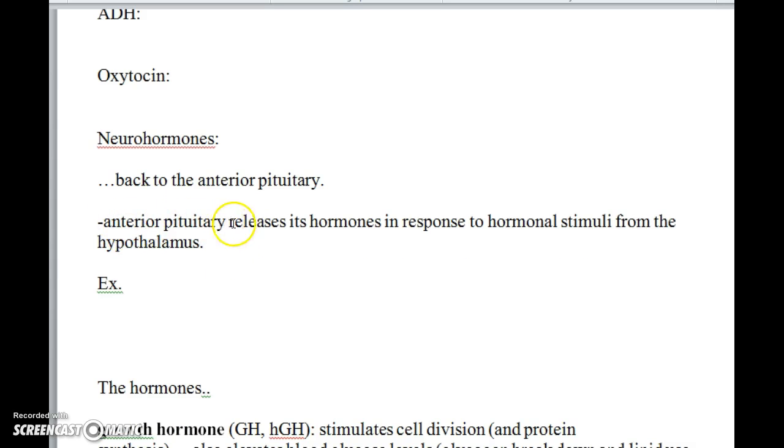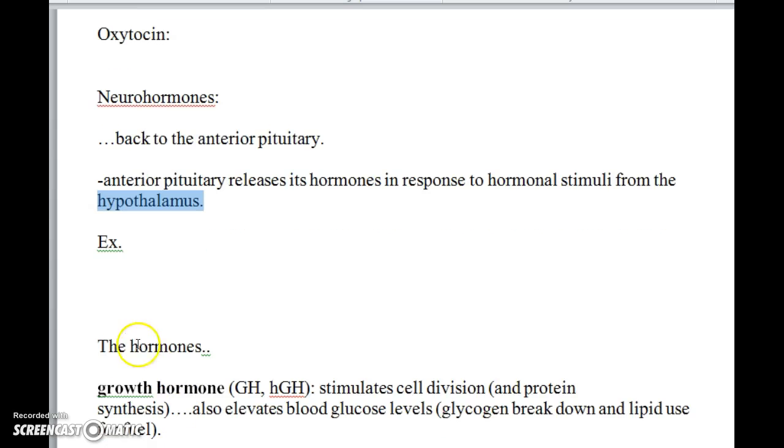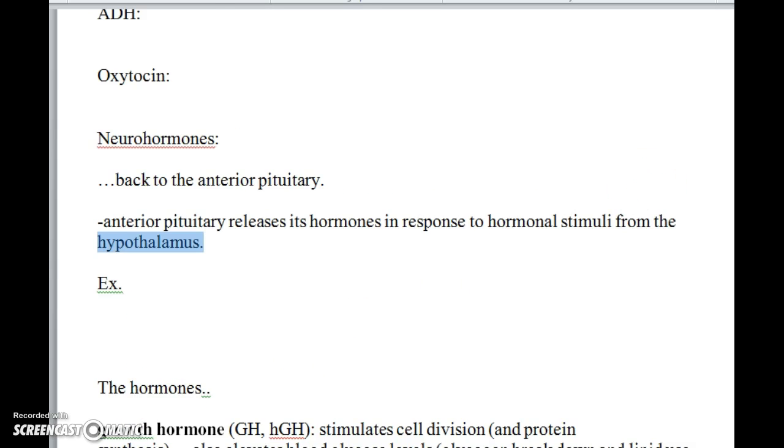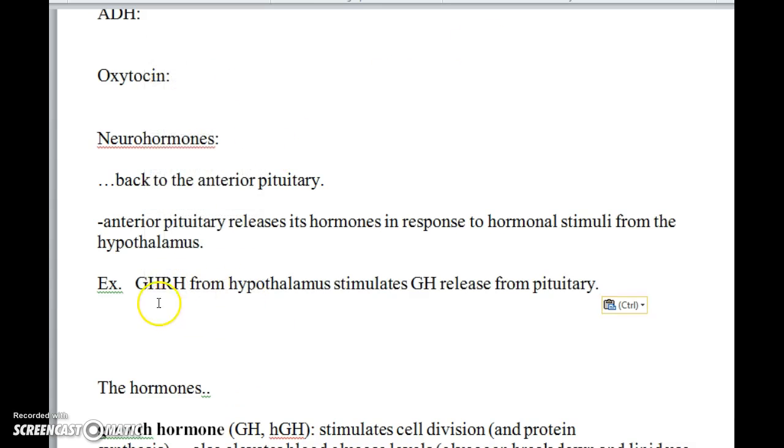Just a note, anterior pituitary hormones are released in response to stimuli from the hypothalamus. That's one of the things we mentioned back in chapter 11. We talked about one of the functions of the hypothalamus, but it's a major endocrine regulatory system. So here in a minute, we're going to talk about GH, growth hormone. What stimulates the pituitary to release growth hormone is this: GHRH from the hypothalamus stimulates GH release from the pituitary.